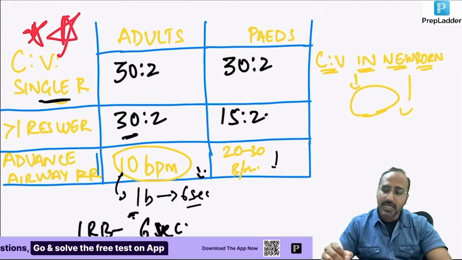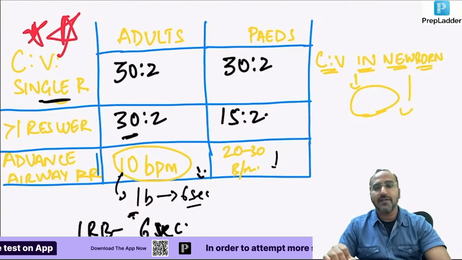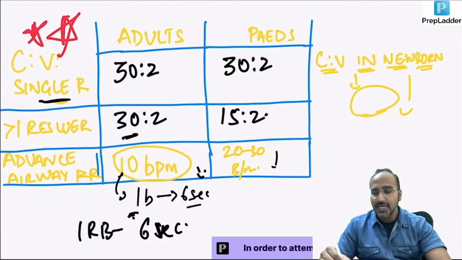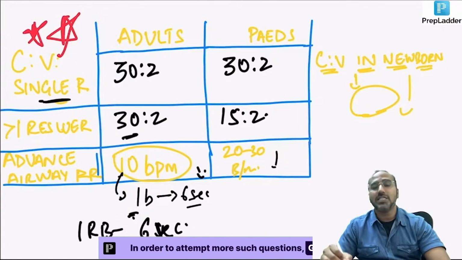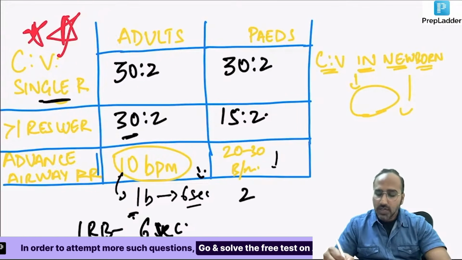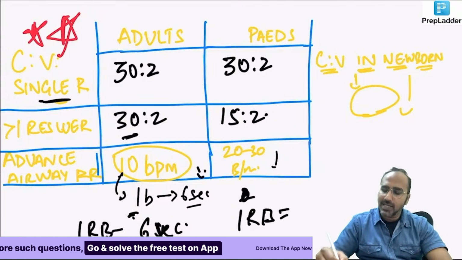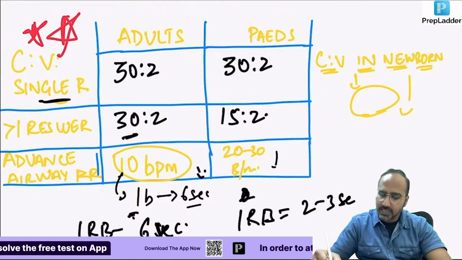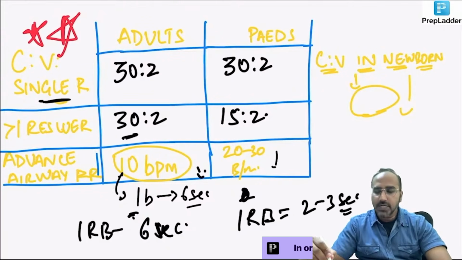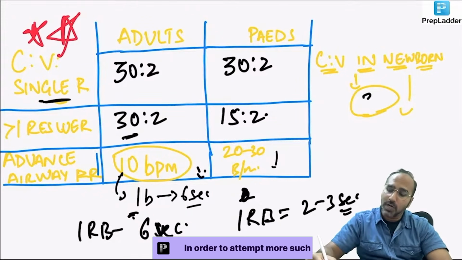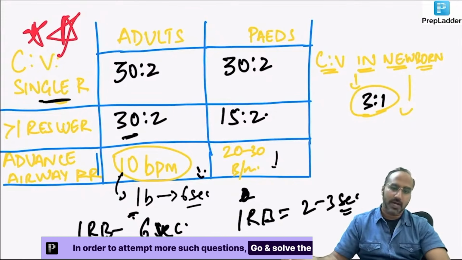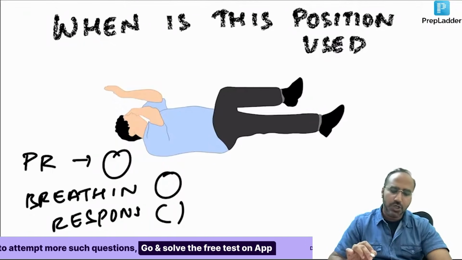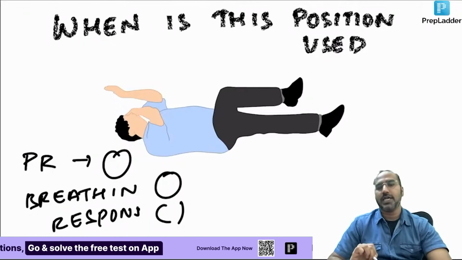Whereas in case of pediatrics, in case of advanced airway, how many rescue breaths, guys? It should be 20 to 30 rescue breaths per minute. That means 1 rescue breath every 2 to 3 seconds. So compression to ventilation ratio in case of newborn, it should be how much, guys? 3:1.